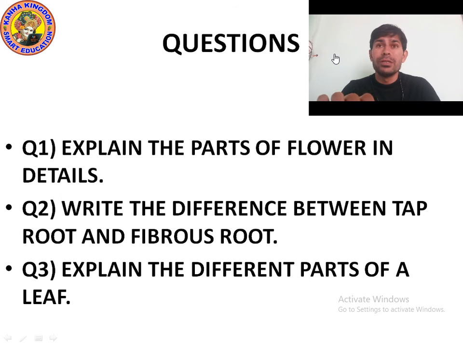Even in banana tree, I think taproot. No, in banana, fibrous root is found. Banana is actually not a tree.